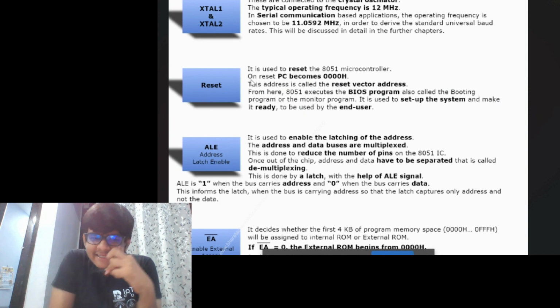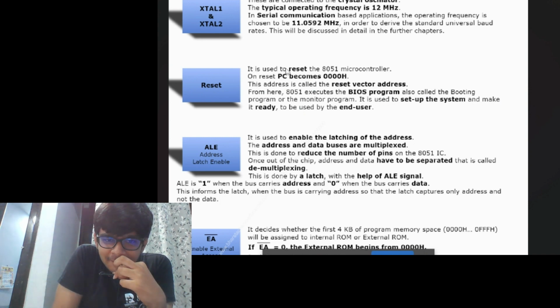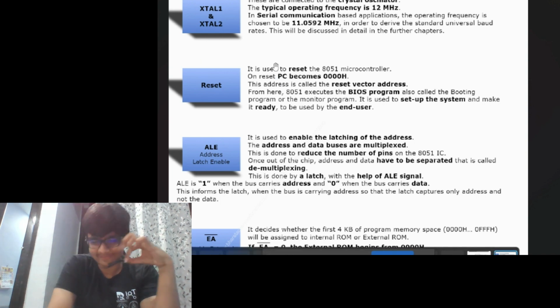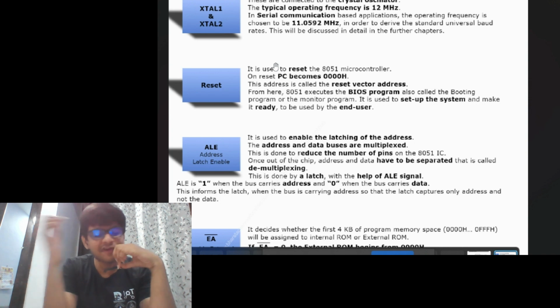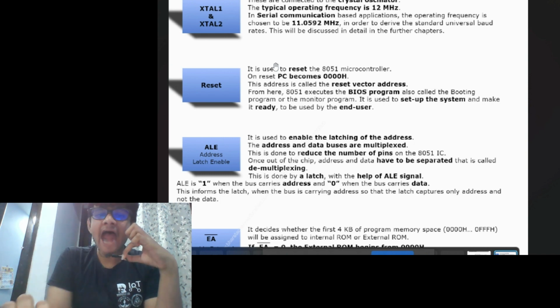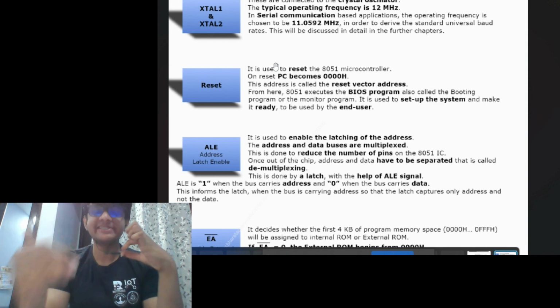Here's something you have learned about or read about: the PC. What is the PC? PC is called the program counter. Just have the name in your mind. The program counter stores the address of the instruction. Not only the instruction, it stores the address of the coming instruction, or the next instruction.